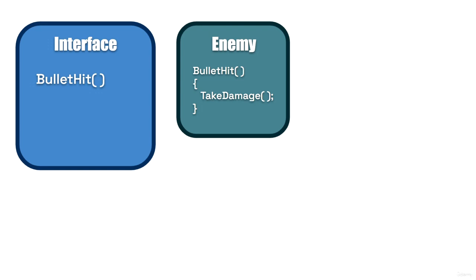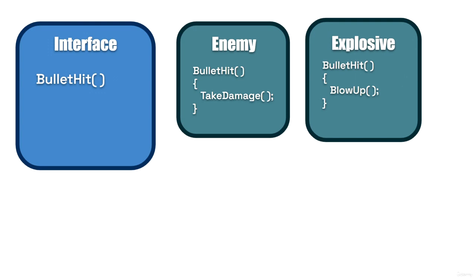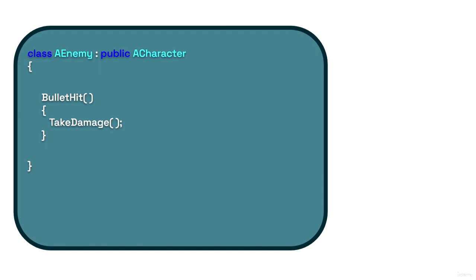This is useful because we can have other classes. Say I have an explosive class, and the explosive class can also implement that same interface and inherit the BulletHit function. Only explosive will have its own override of BulletHit, providing its own functionality. This works because in C++ you can have multiple inheritance.